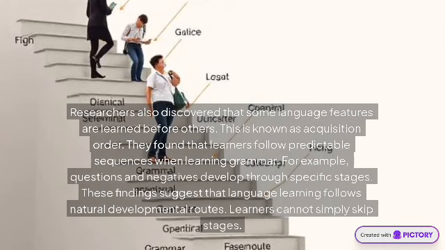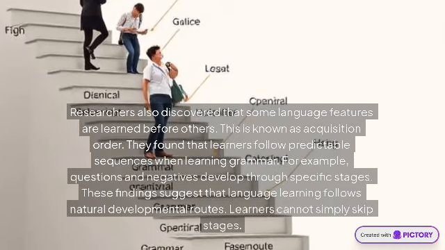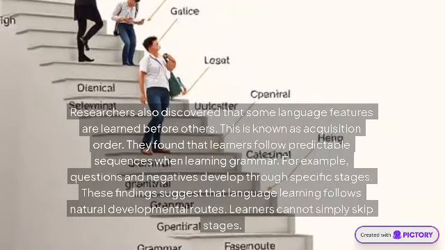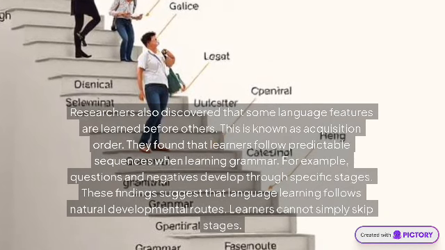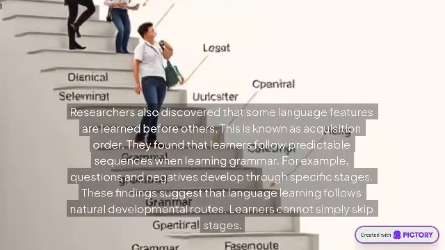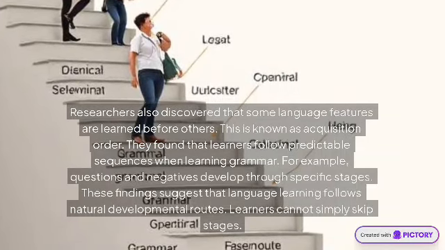Researchers also discovered that some language features are learned before others. This is known as acquisition order. They found that learners follow predictable sequences when learning grammar. For example, questions and negatives develop through specific stages. These findings suggest that language learning follows natural developmental routes. Learners cannot simply skip stages.